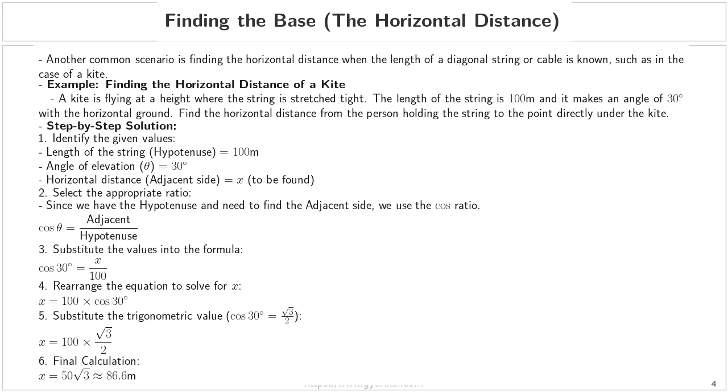Finally, we perform the calculation. 100 divided by 2 is 50, so we are left with 50 times the square root of 3. When you calculate this out, it comes to approximately 86.6 meters. So, the person is standing 86.6 meters away from the point directly under the kite. As we move to the next slide, we will summarize these key takeaways to ensure you can distinguish between these ratios every time. Key takeaways.